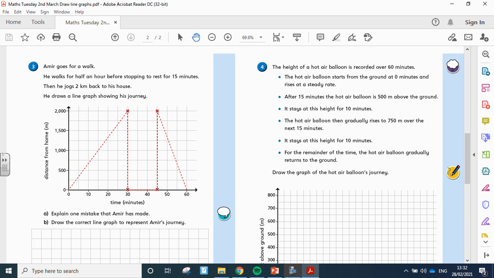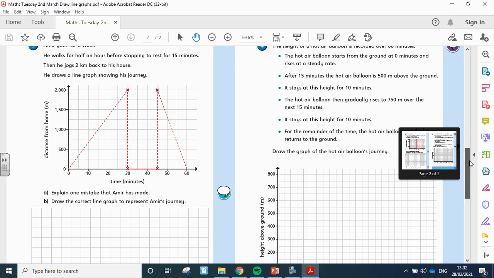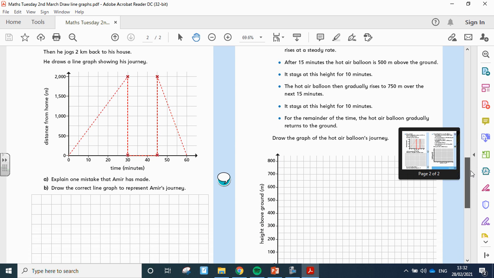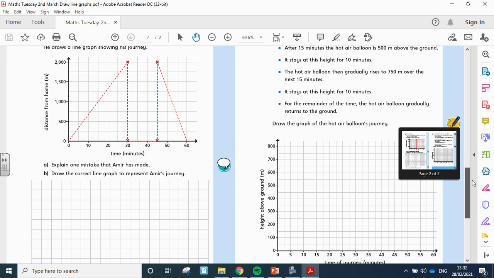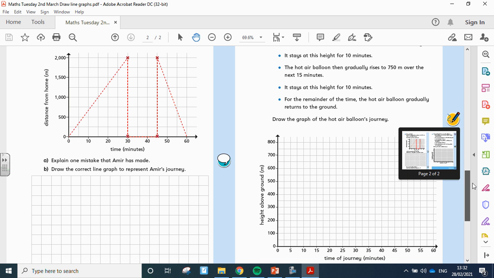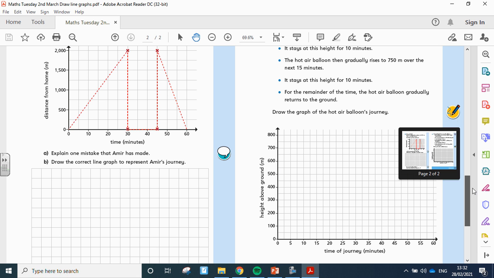Number 4. Let me just check how long I've been talking. No, we're okay. The height of a hot air balloon is recorded over 60 minutes. It starts at 0 minutes on the ground and rises at a steady rate. After 15 minutes, the hot air balloon is 500 metres above the ground. It stays at this height for 10 minutes. It gradually rises to 750 metres over the next 15 minutes. It stays at this height for 10 minutes. For the remainder of the time, the hot air balloon gradually returns to the ground. Draw the graph of the hot air balloon's journey.